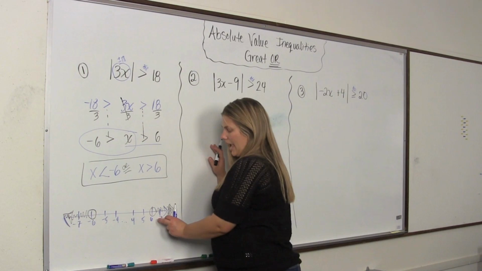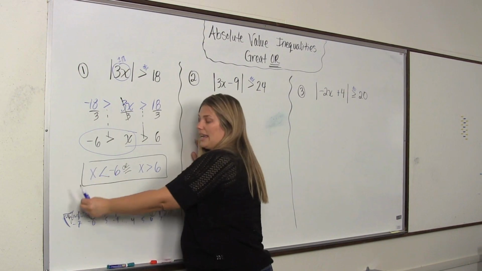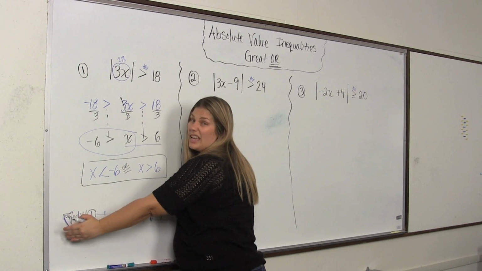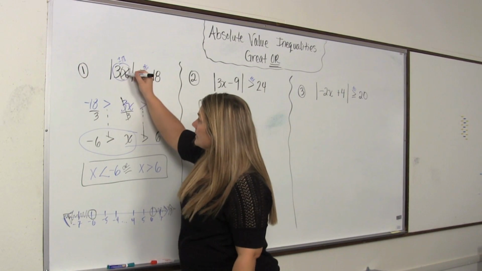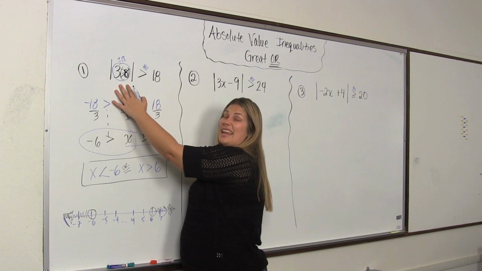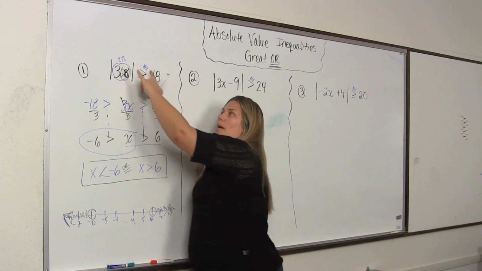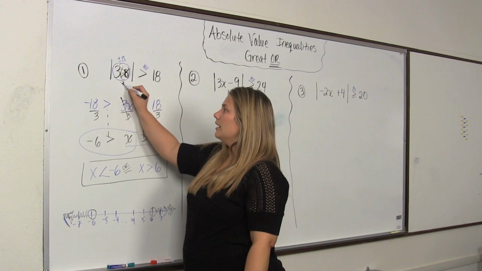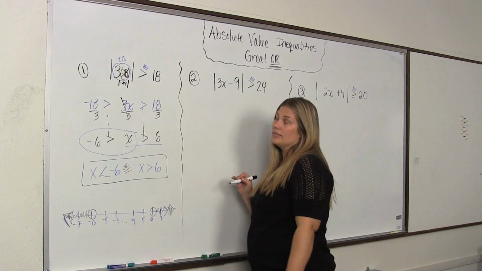That means if I plug in any number to the right of 6 into this, it should actually work. But I could also plug in any number to the left of negative 6, and it should also work. So negative 7, negative 8, I could plug in negative 8 into this inequality. Instead of x, I can plug in negative 8. 3 times negative 8 is negative 24. Well, negative 24 isn't bigger, but remember it's in the absolute value. And the absolute value of negative 24 is 24, and 24 is greater than 18.